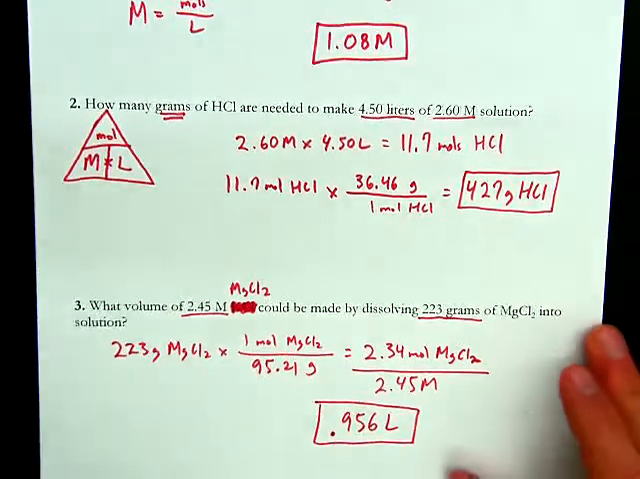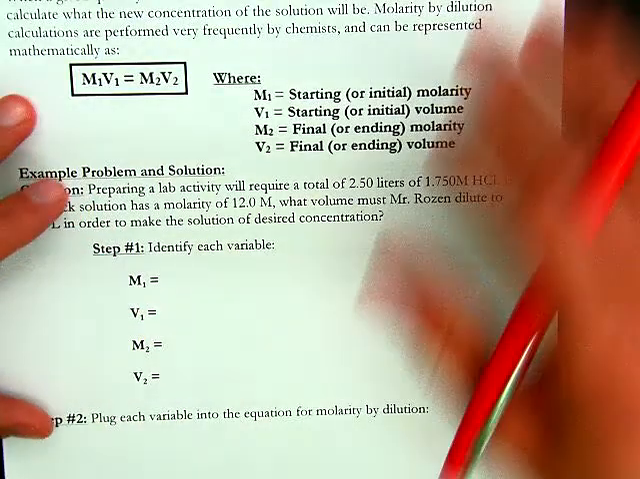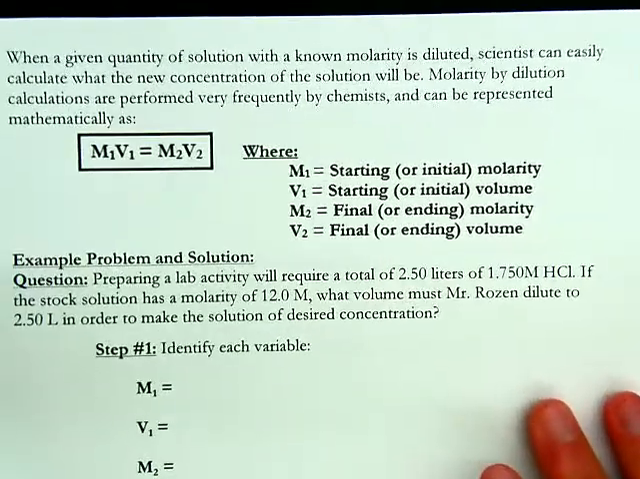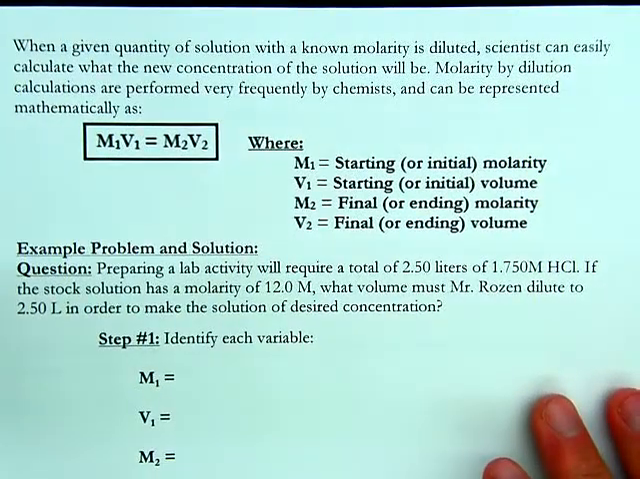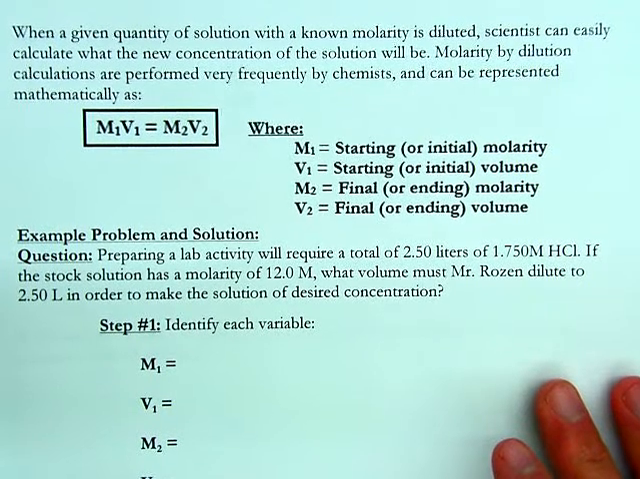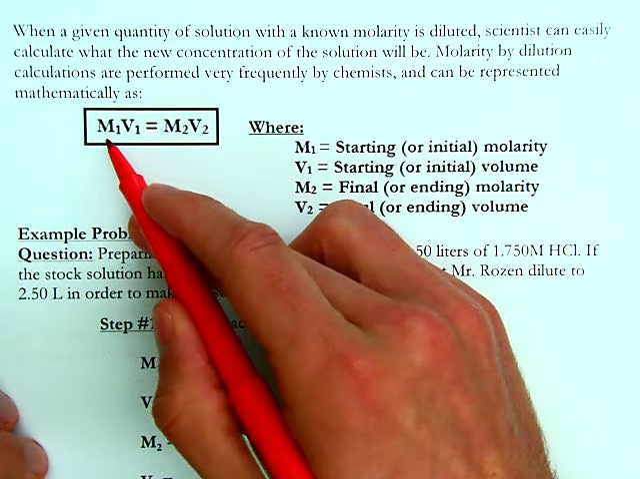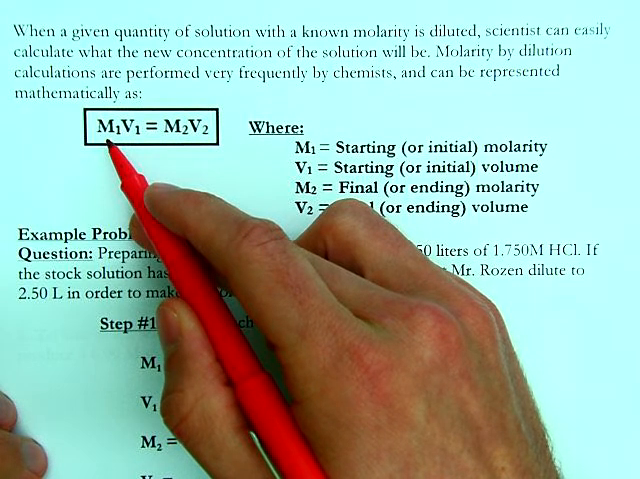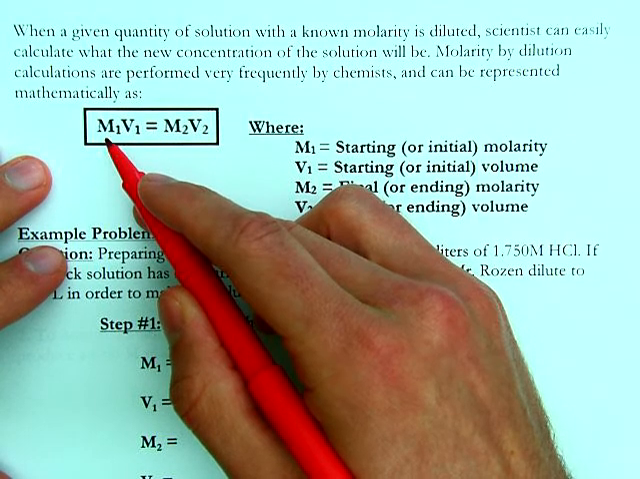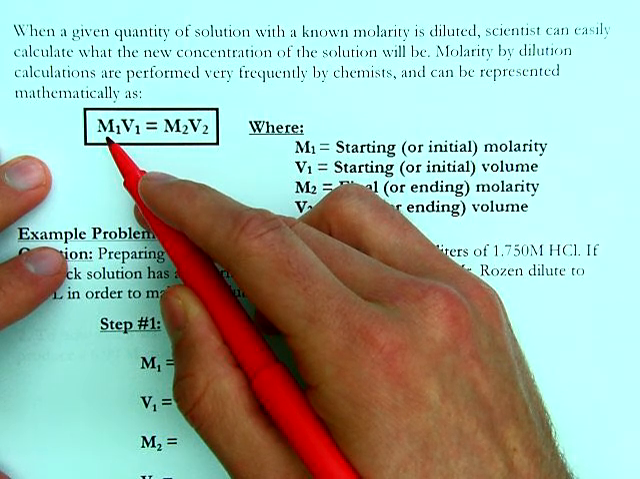Now, we are going to do one other style of molarity problem here today, and that is what's called a molarity by dilution problem. Molarity by dilution, as we have it written here, is M1V1 equals M2V2. It's very, very similar to Boyle's law, except instead of pressure, you have molarities. And if you have a solution with known concentration and volume, and you're going to dilute it, you can easily find what the ending concentration is going to be.